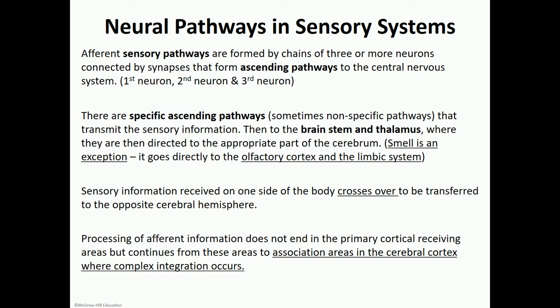So let's say we got pricked by a needle on the left hand. That information will go to the cerebral cortex of the right side. Okay, so like I said, we have to cross over in order for the sensory information to be transferred to the opposite cerebral hemisphere. And not only do we go to the primary cortex, we also have what are known as association areas of the cerebral cortex, and that is for more complex integration.